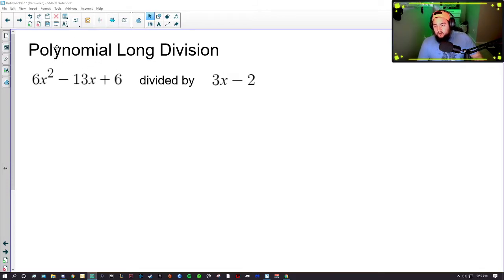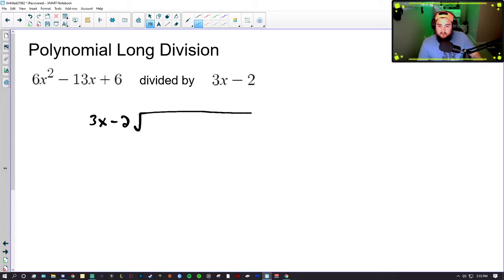So the first thing we're going to talk about is just polynomial long division. This is a normal division problem. There will be no remainders, and we're going to walk through it step by step. First off, we're dividing 6x squared minus 13x plus 6 by 3x minus 2. Since we're dividing by 3x minus 2, make sure that is on your outside: 3x minus 2 divided by 6x squared minus 13x plus 6.